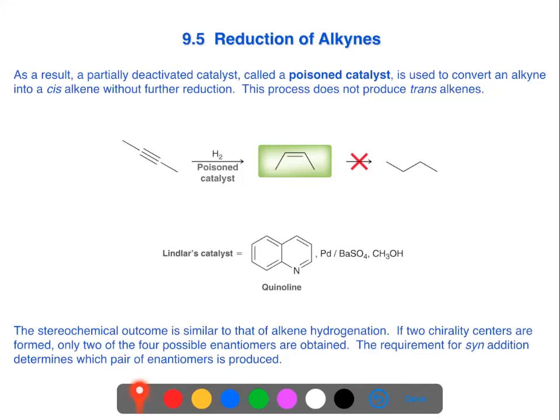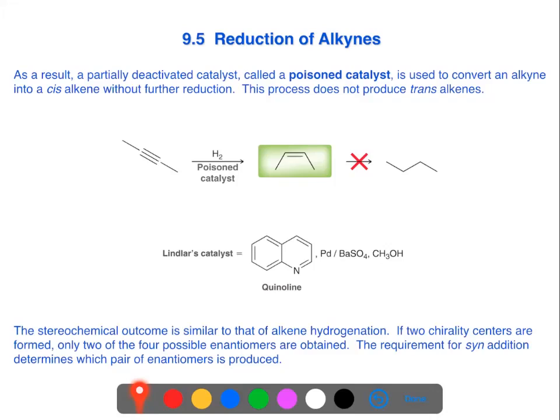Now, the most common poison catalyst that's used for this application is known as Lindlar's catalyst. Now, Lindlar's catalyst is a complex mixture of quinoline, palladium, some barium sulfate, methanol. It's not important for you to know the details of it, but it is important to possibly remember the name, that we're using Lindlar's catalyst in particular to carry out this transformation.